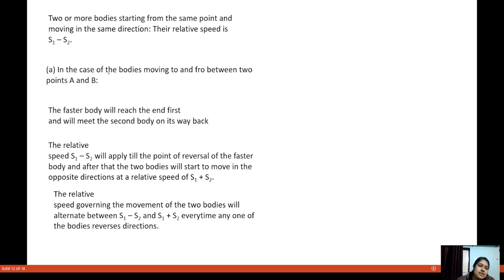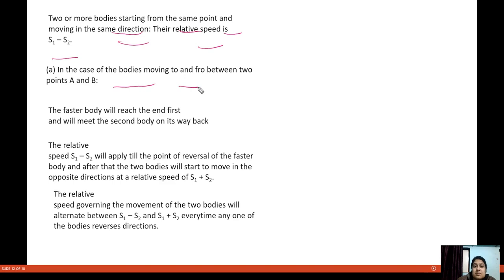Now let us see something. This is the simple concept of relative speed. When we have two or more bodies starting from the same point and moving in the same direction, the relative speed is s1 minus s2. Now let us consider the cases.